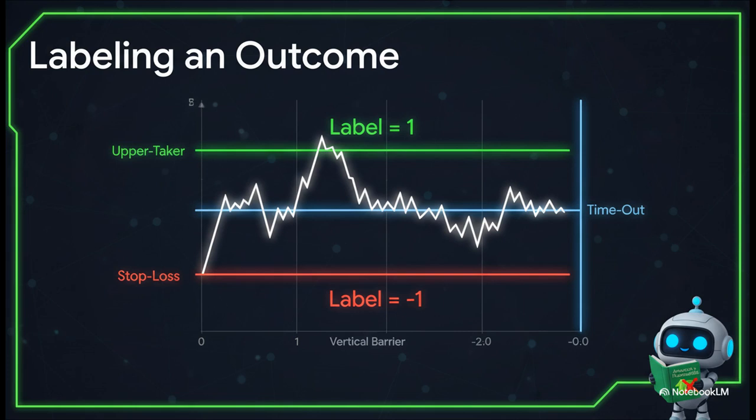Okay, that's brilliant. So the label for the trade is just whichever barrier gets touched first. Hit the profit target, it's a 1. Get stopped out, it's a -1. And if it just fizzles out and hits the time barrier, it's a 0. That's it. Simple, elegant, and it's actually realistic. This is the target our machine learning model is going to aim for.